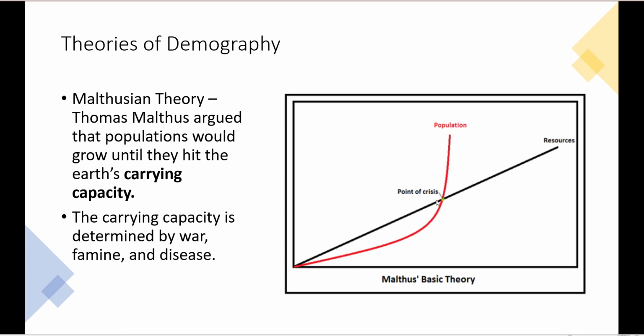This is where Malthus thinks that there's going to be some sort of event, some sort of disease, war, famine, that is going to bring our population back under control. So here, this red line is our population. We're growing, growing, growing exponentially. Once we exceed the amount of resources or their carrying capacity represented by this black line, then there will be some sort of major crisis that will cause our population to drop below the Earth's carrying capacity.